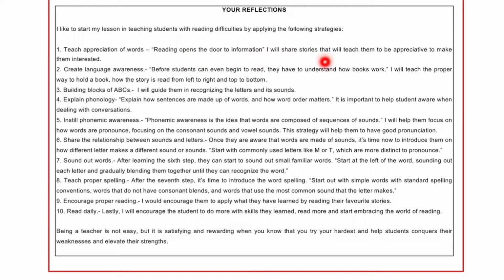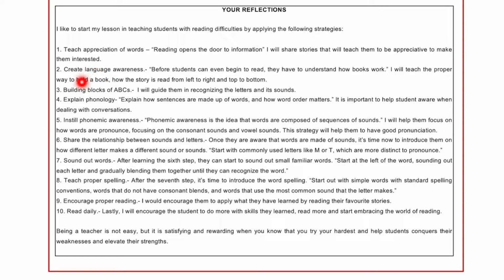Okay, take note, yung mga batang hindi marunong magbasa or mahina sa pagbabasa, takot sila sa mga words. They have this impression na ayaw nilang magbasa kasi nga natatakot silang basahin yung mga words. Reading opens the door to information. So para magkaroon sila ng appreciation sa words, I will share stories that will teach them to be appreciative, to make them interested. Dapat yung mga stories na i-teach mo din sa kanila or ikukwento mo sa kanila is yung angkop sa kanilang mga interes.